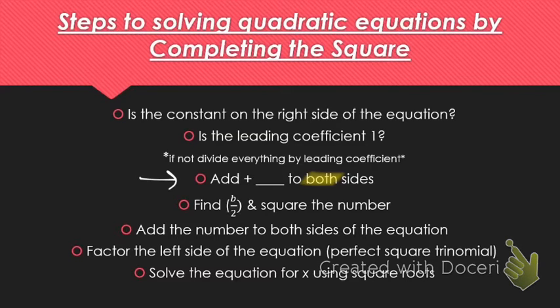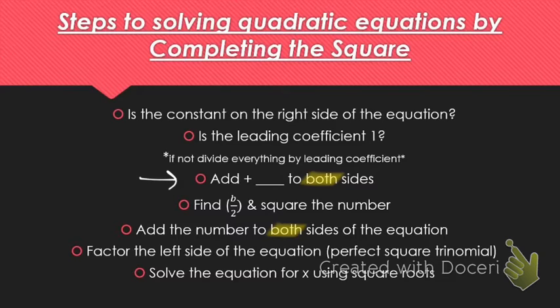Look at the next step. Find b divided by 2 and square the number. We just did that. Then add the number to both sides of the equation. So again, we're filling in the blank with that number on both sides. Factor, the next step, the left side of the equation.